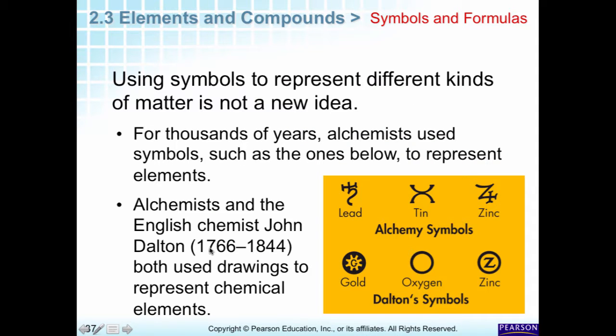So now, the symbols got their start with the alchemists. You may have read that book, The Alchemist. The alchemists are the precursors to today's chemists. They've given us many of the techniques that we use in chemistry, such as distillation, and a lot of the laboratory procedures that are used even today.